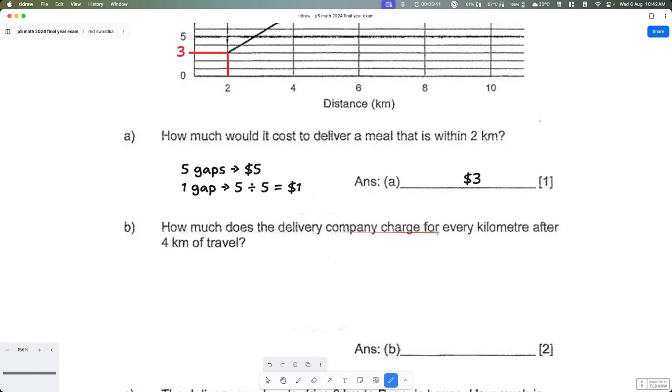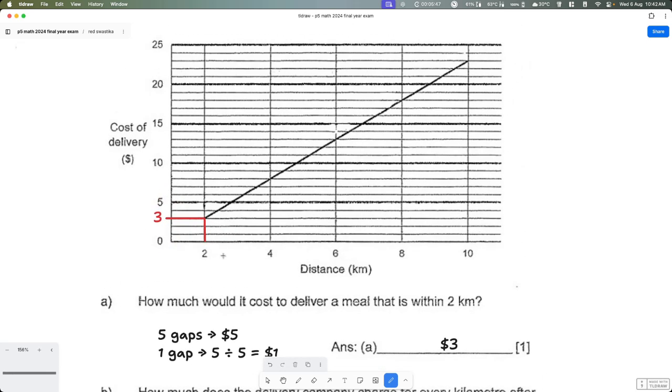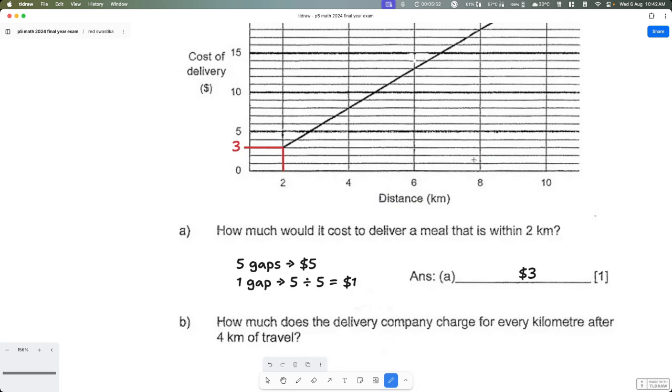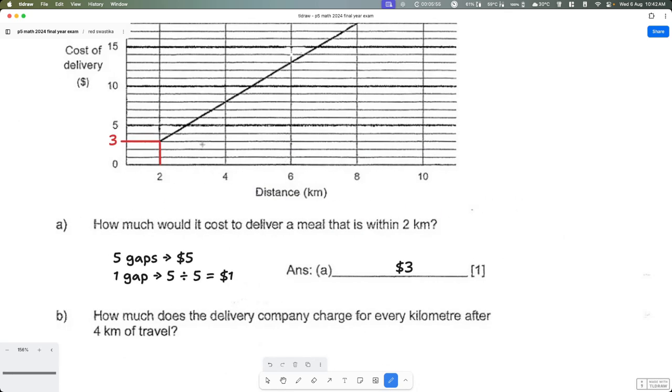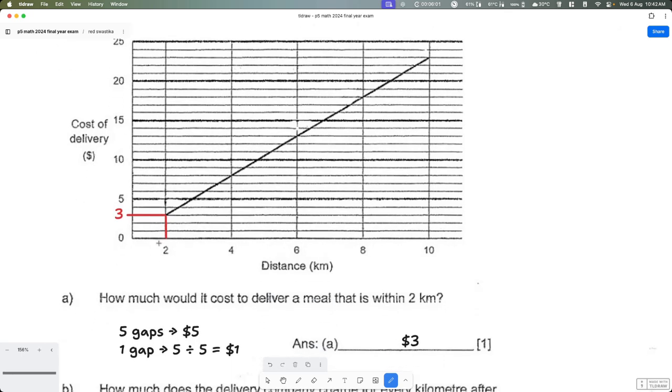How much does the delivery company charge for every kilometer after 4 kilometers of travel? You see over here, this is a straight line. Let's measure all of the numbers from 4 kilometers onward. Let's draw another line at 4, and then another line at this part. So 10, 9, this will be 8. I'm assuming the next one, 3 to 8 is 5, so this should be 13.